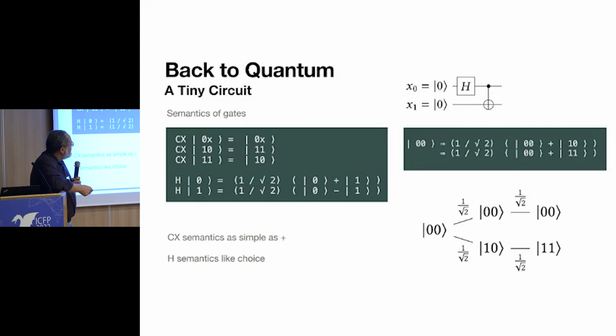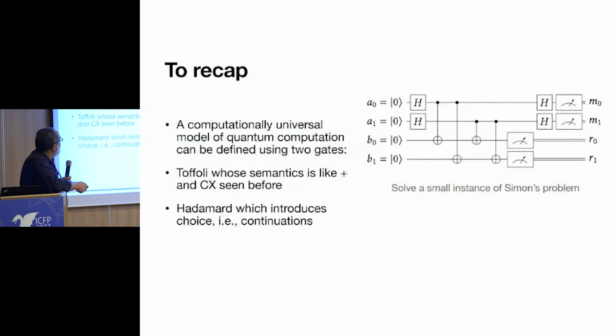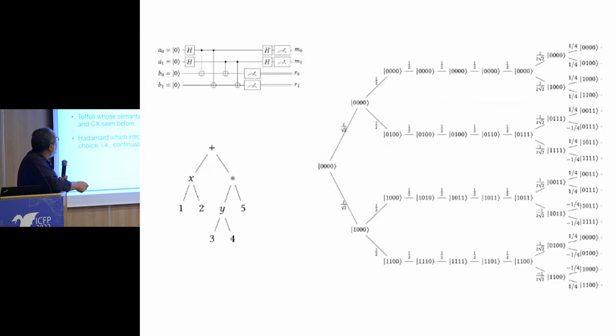So 0, 0 goes to 0, 0, 1, 0 goes to 1, 1. And then there are these weights that I carry around the tree. Okay, so again, if you look at it, this tree and this tree look very similar, except there are these weights that we have to talk about.